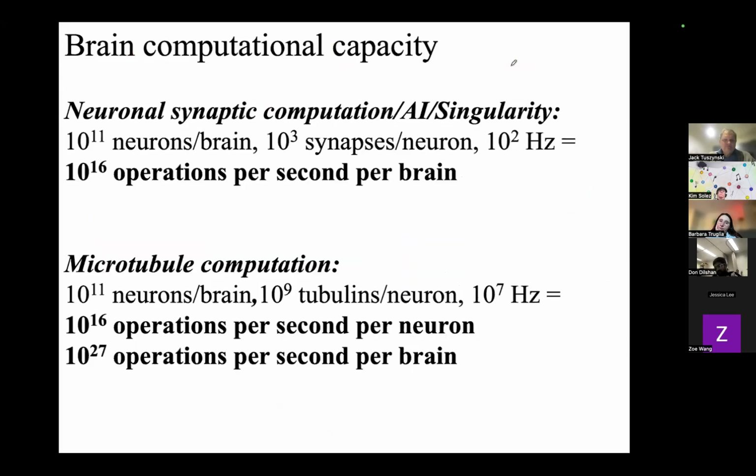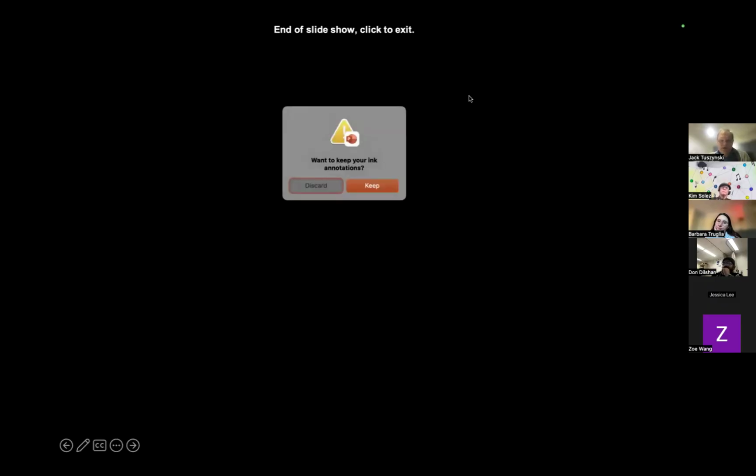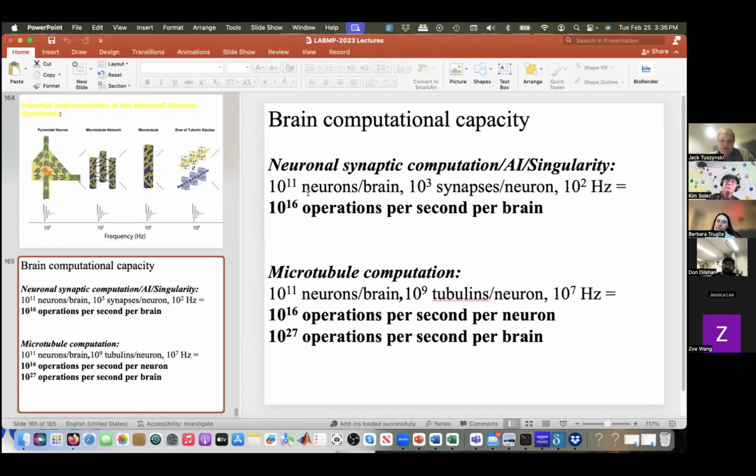So this is kind of a summary of where the computational capacity of the brain may take us, depending on various assumptions. And I will just stop here and thank you for your attention, and ask if you have any questions about this.